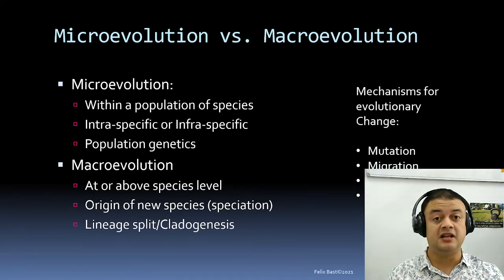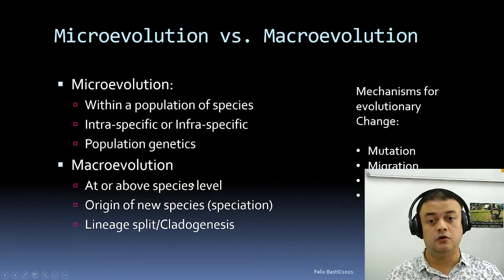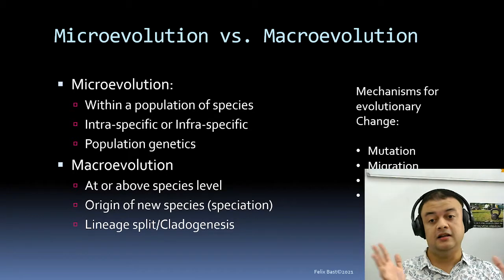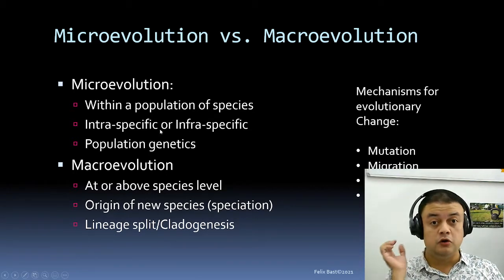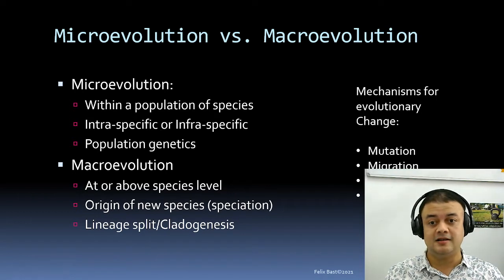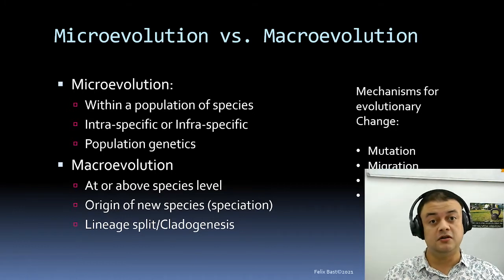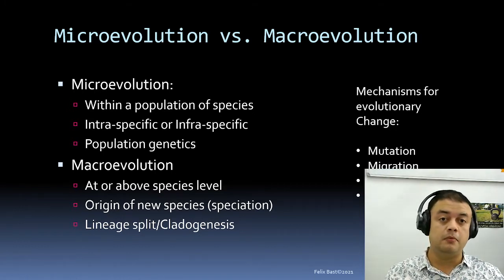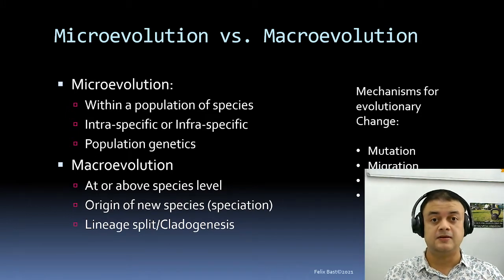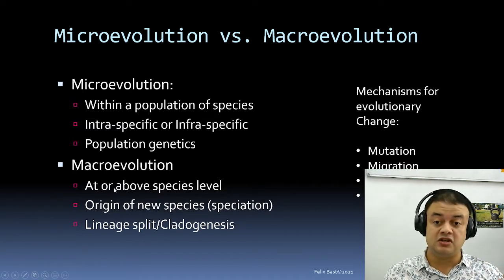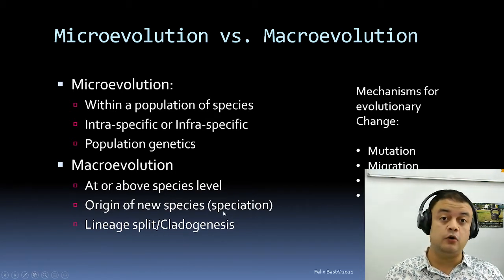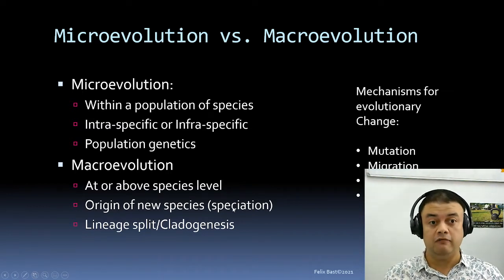Microevolution happens within that population, while macroevolution is at or above the species level. We are looking at trends over a very long period in the case of macroevolution, but microevolution is at a much faster rate, isn't it? So intraspecific or infraspecific, within species; these two terms can be used interchangeably. Population genetics is all about the study of how the population changes over time. At the same time, macroevolution is at or above the species level, and the origin of new species, that is speciation, and lineage split or cladogenesis, everything comes under the realm of macroevolution.